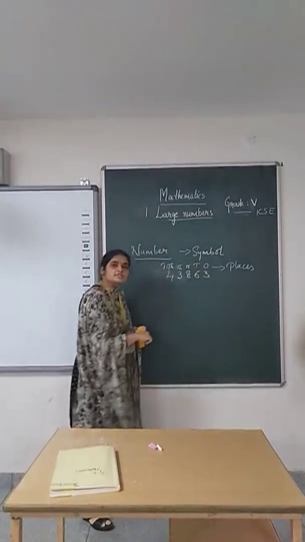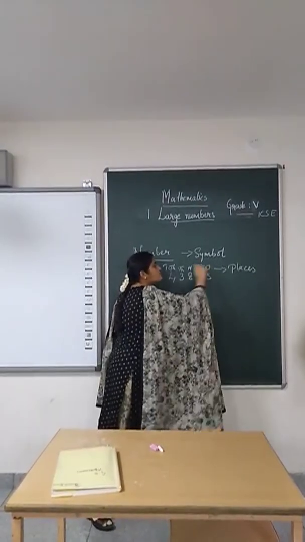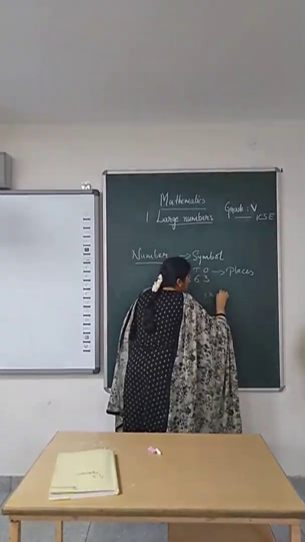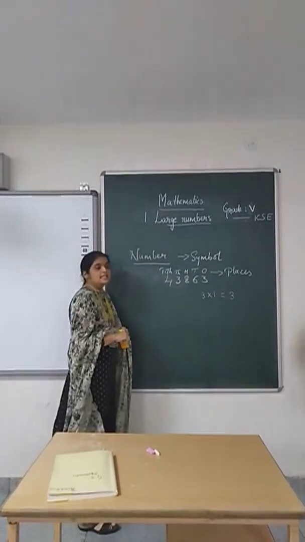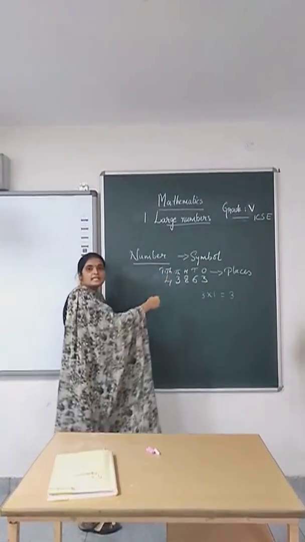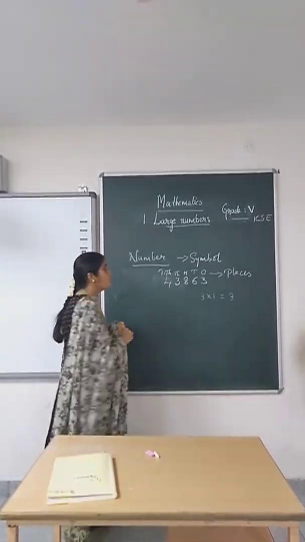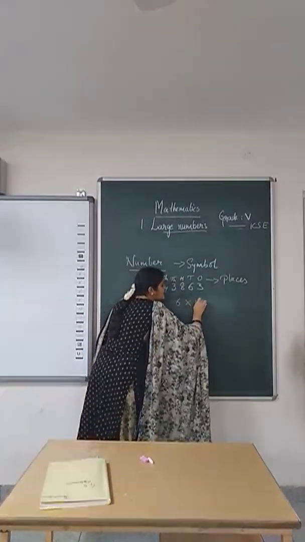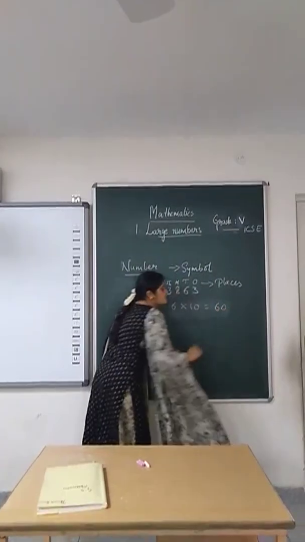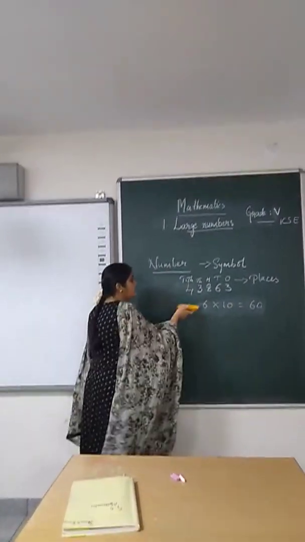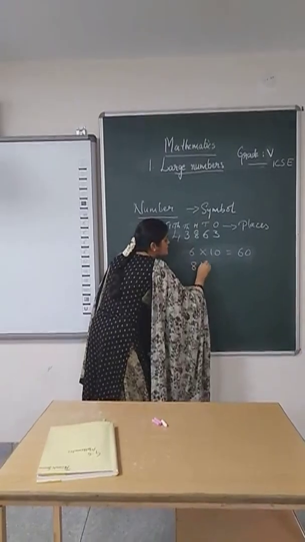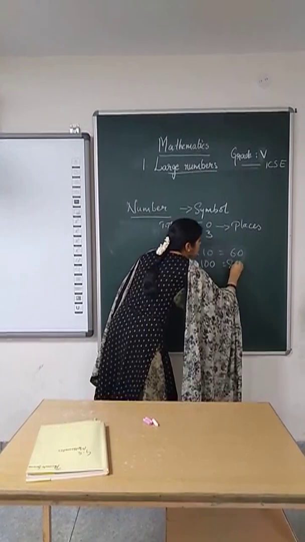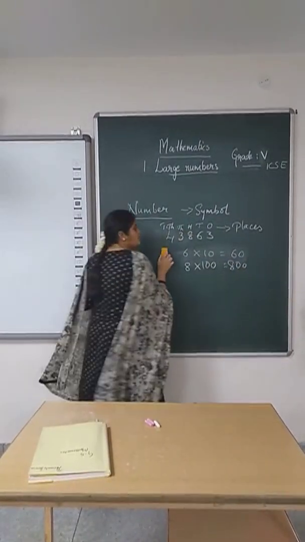And how about the place values? So here 3 is in ones place. Its place value will be 3 multiplied by 1, which is equal to 3. And 6 is in tens place. Its place value is 6 multiplied by 10, which is equal to 60. Likewise, 8 is in hundreds place. So its place value will be 8 multiplied by 100, which is equal to 800. Hope it's clear to you all.